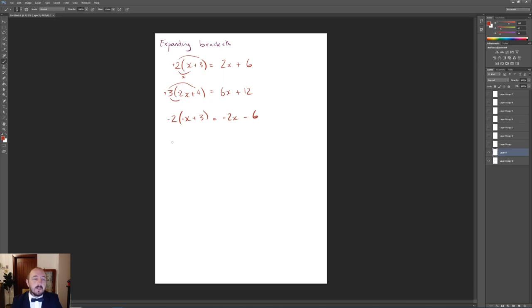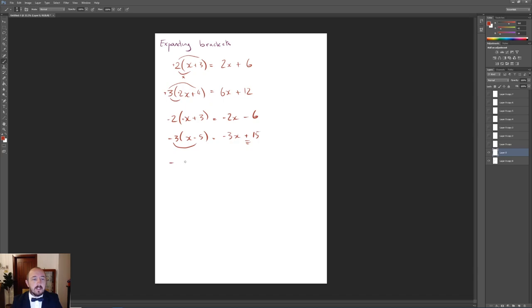Okay, so be careful when you have a negative sign in front, especially if you have something like negative 3 brackets x minus 5. Because what students do is they do the negative 3 times the x, but they don't do the negative 3 times the negative 5 to give you positive 15. That's one of the mistakes that a lot of students make when there's a negative sign in front.